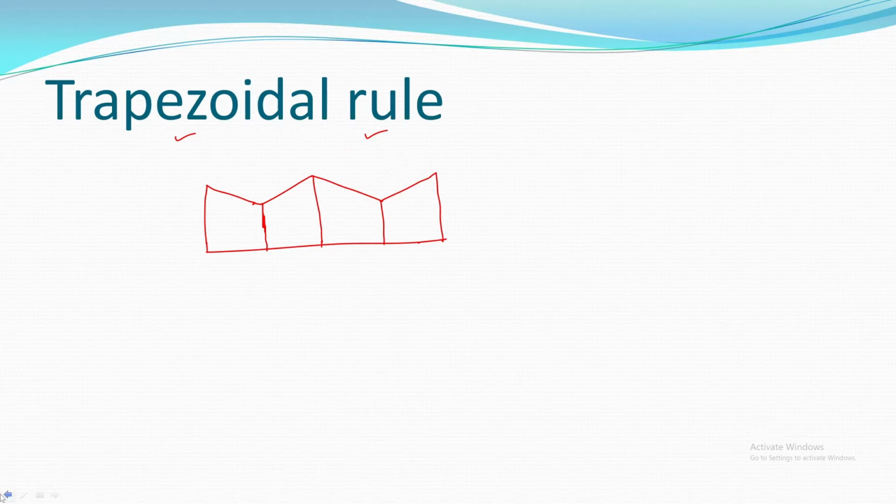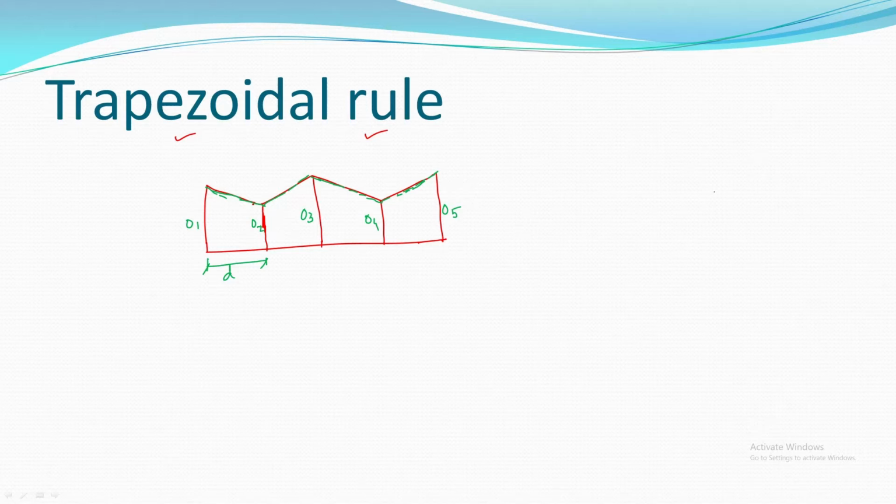trapezoidal rule. That means these boundaries are assumed to be straight while you apply the trapezoidal rule. So consider this one, these ordinates are O1, O2, O3, O4 and O5. And consider these are the common distance small d, that means all the ordinates are at equal interval, that is d.